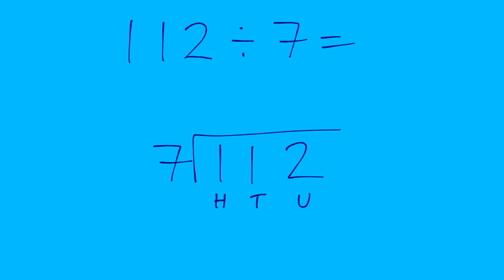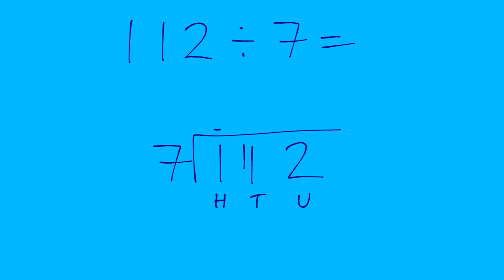So I'm just going to put a little dash there so I know that 7 doesn't go into 1. Now, what I need to remember is that because 7 didn't go into 1, I need to carry this 1. This one here that I haven't yet used, I need to carry it to the digit next to it. And what I've done now is I've created 11. So now I'm going to say, how many times does 7 go into 11?